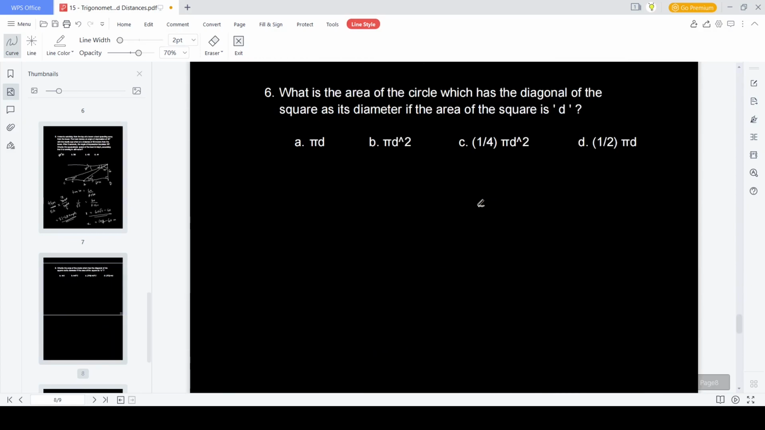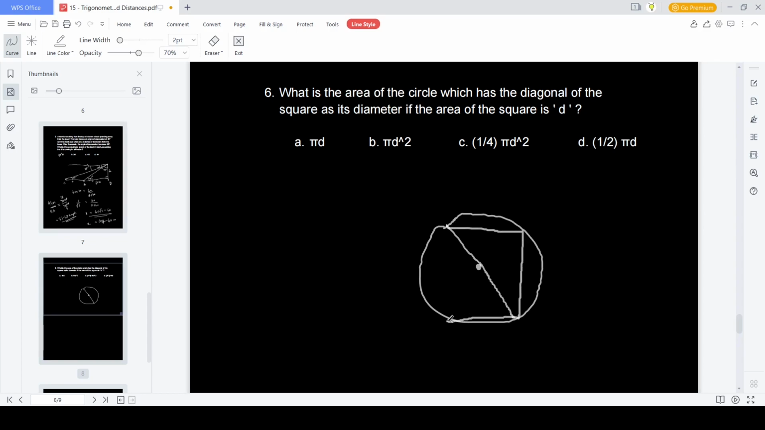Next question. What is the area of a circle which has the diagonal of a square as its diameter, if the area of the square is d? So this is the circle. The diameter is the diagonal of the square. Okay, so this is how it is. And the area of the square is d.